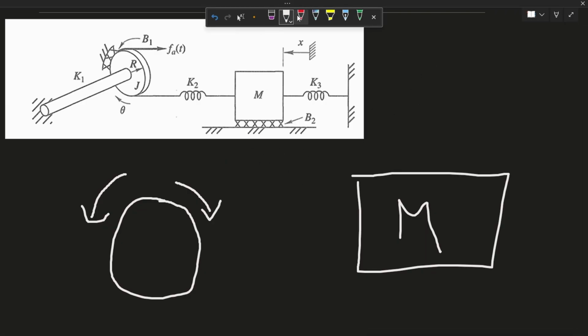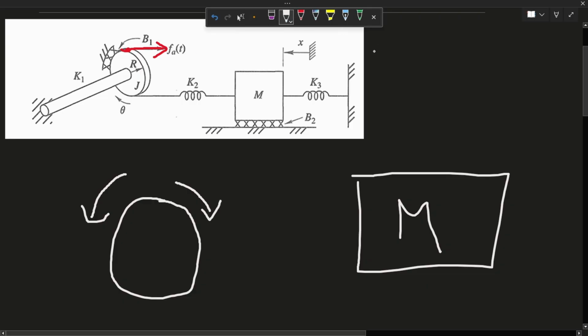Usually, you would have an input torque saying that it's going this way, and you would just write this. That's fine. But in this specific problem, it's not a torque. It's a translational force pointing right.